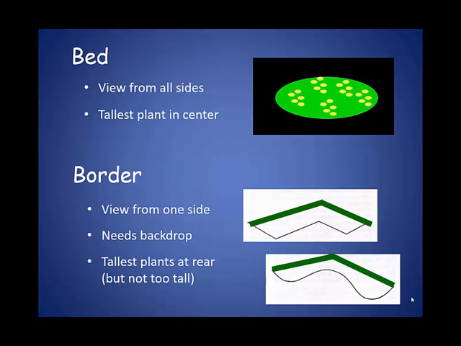So when you're thinking about designing a bed, you want to think about how you're going to be able to see it from all sides, and arranging plants by height so that the tallest plants are in the center. When you're designing a border, you do need to think about the backdrop and how plants will be highlighted or blend into the backdrop, depending on what you want to do. You can use the backdrop sort of as a canvas, because you're only going to be seeing things from one side.